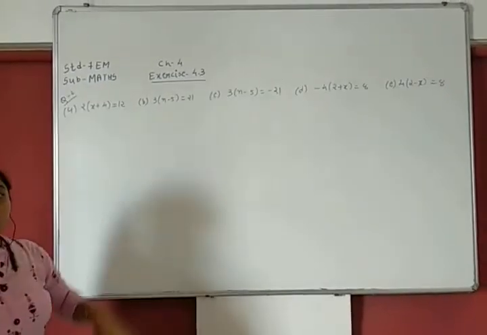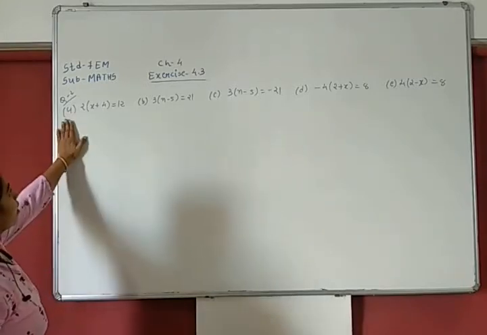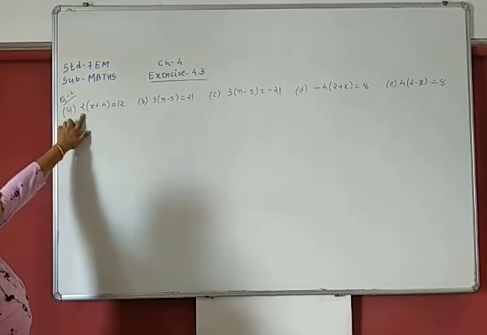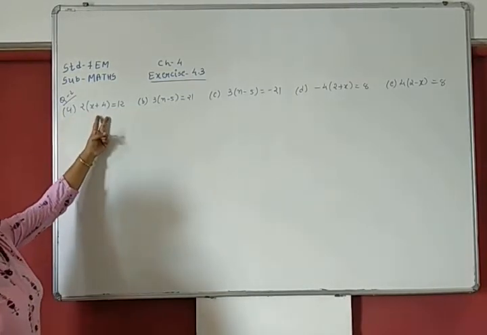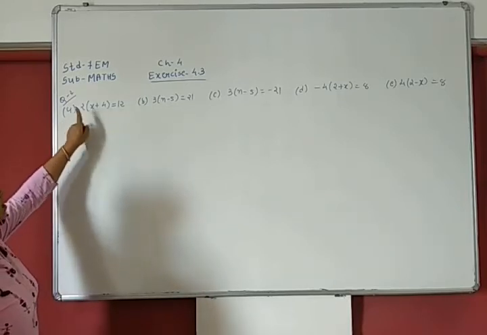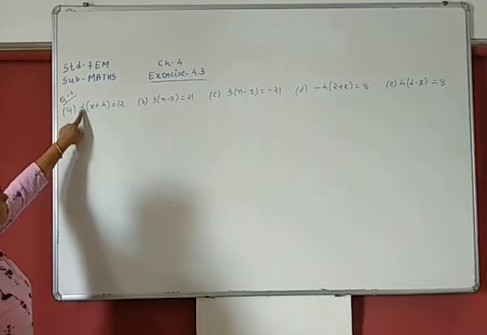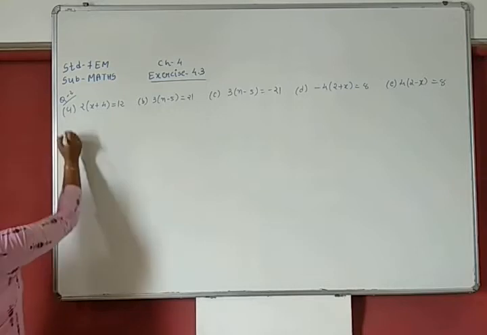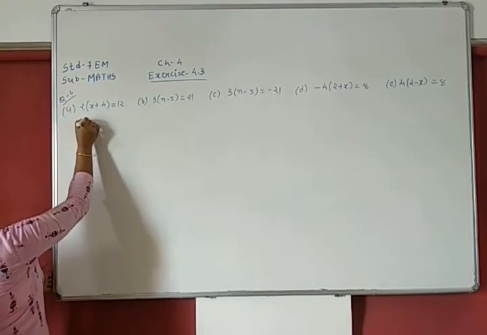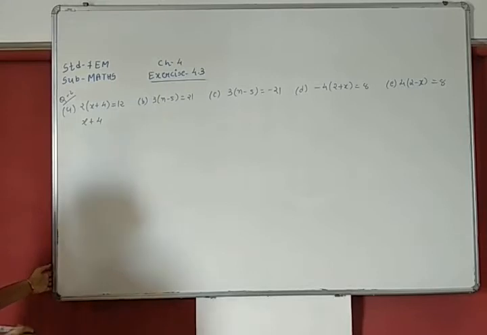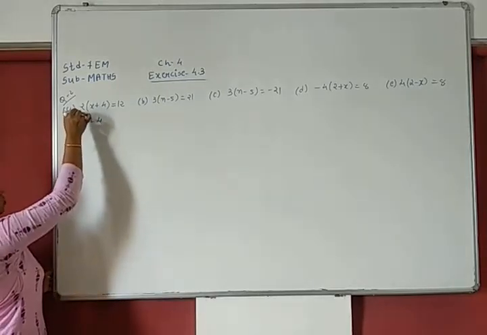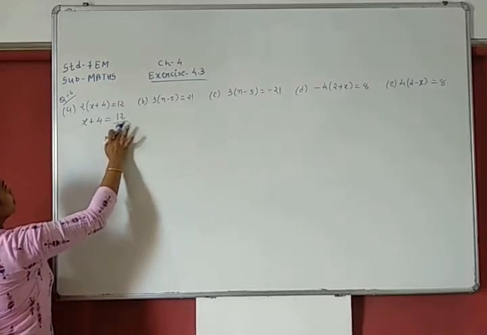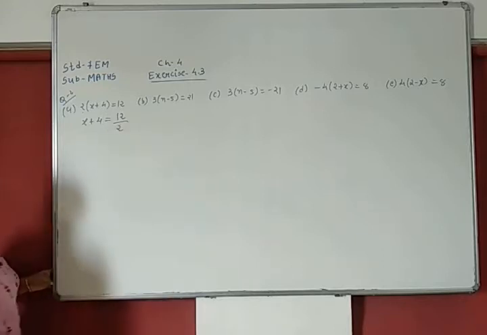Question number 2. Instruction is same only. Solve the following equations. A. 2 into bracket x plus 4 equals 12. Now here this 2 is in multiplication with the whole bracket. That's why this 2 will go first to the right hand side. So it will go into division. This side the bracket will remain as it is, and this 2 we take to the right side of the equals sign, so it will go in the denominator. So it will become 12 divided by 2.